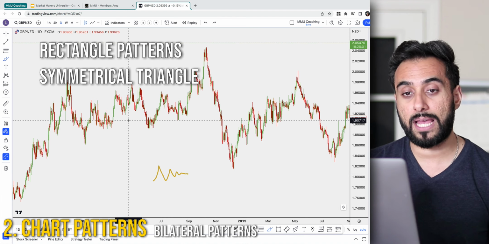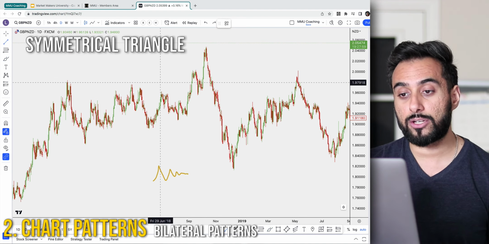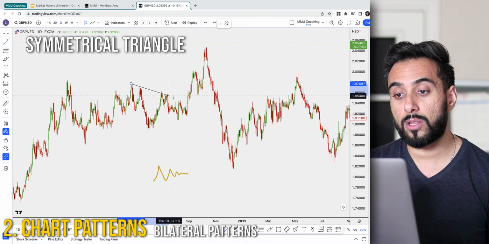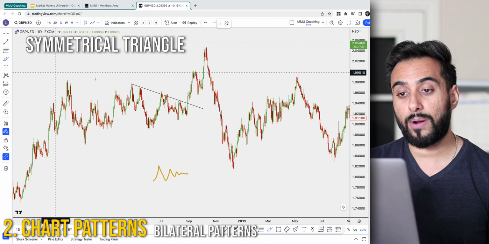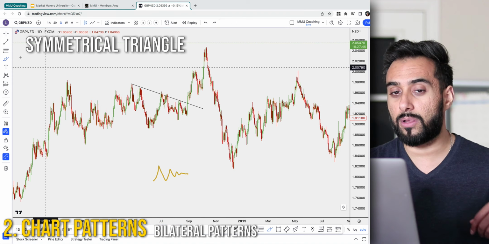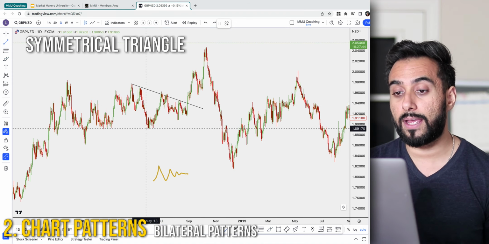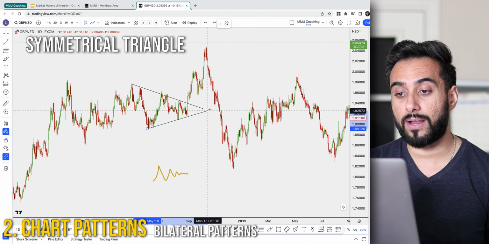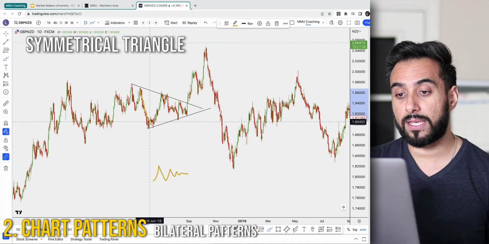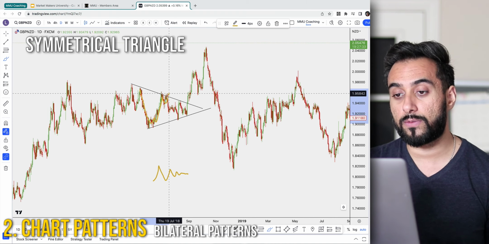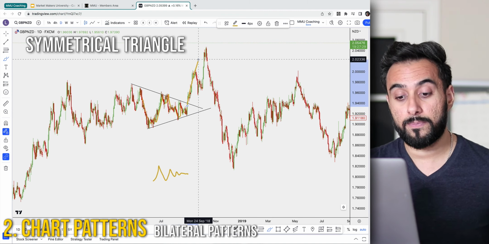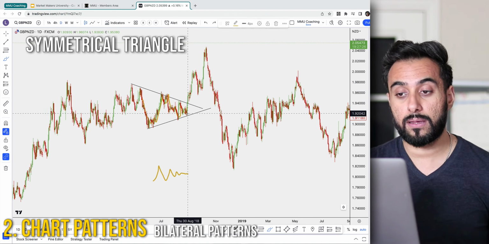Let me go ahead and give you an example of that. So we see a symmetrical triangle being formed right over here. We see the highs are getting lower and lower. So you can see the price action is indeed forming lower highs, but what's also happening with the lows, you can notice the lows are getting higher and higher as well. So what the price action is doing, it's actually squeezing in between these two points over here, and the price has a potential of either exiting the top or exiting the bottom.